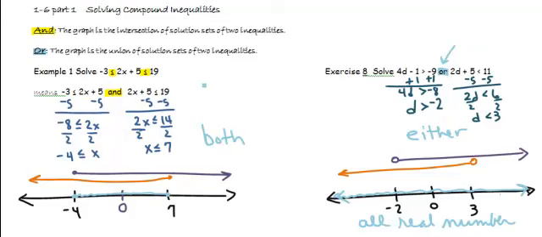In this case, the case of "and," we would probably want to say it's the set of all x such that -4 is less than or equal to x, which is less than or equal to 7. There is our solution set.